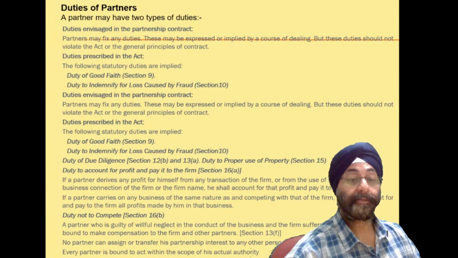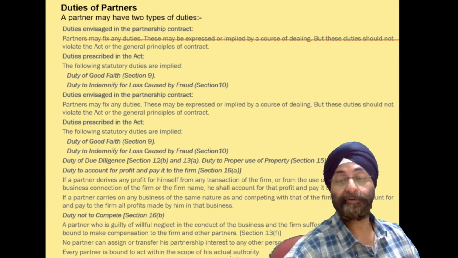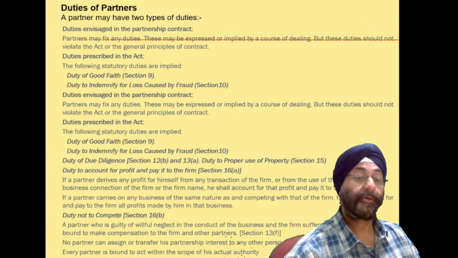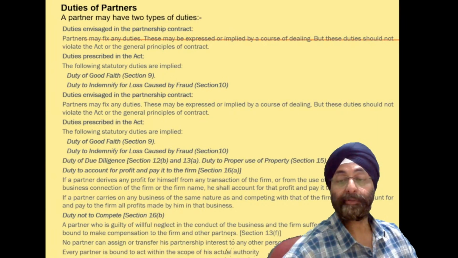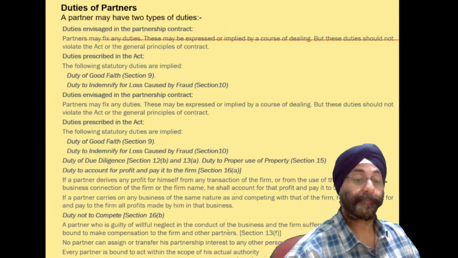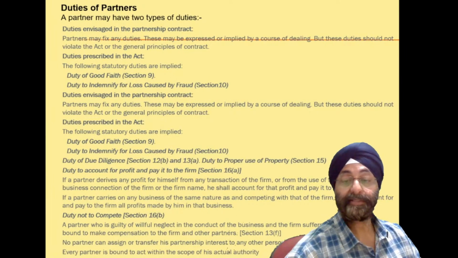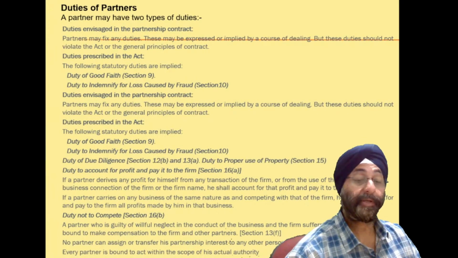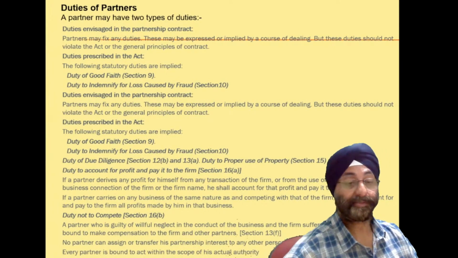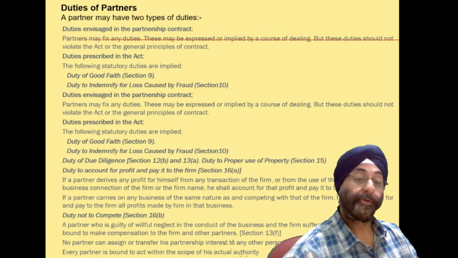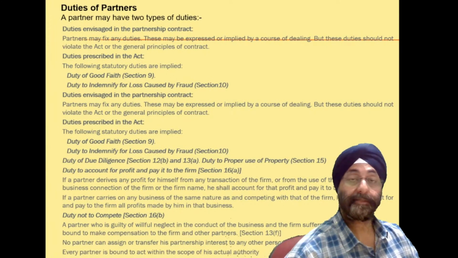If a partner derives any kind of profit for himself from any transaction of the firm or from the use of property or the business connection of the firm name, he shall account for that profit and pay to the firm. If a partner carries on any business of the same nature as and competing with that of the firm, he shall account for and pay to the firm all profits made by him in the business. Duty not to compete, section 16b.